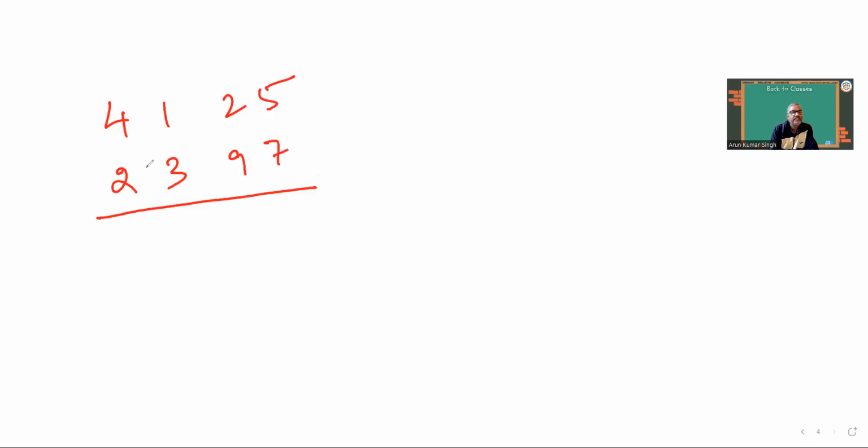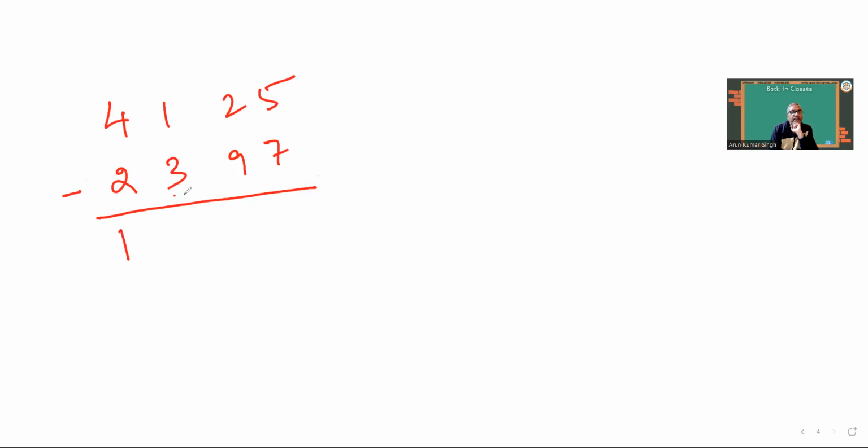Next sum. So 4 digit it is. So 4, 1, 2, 5. Here you can say 2, 3, 9, 7. So this will be how much? So now 4 minus 2 is 2. So we'll be making it 1. So now this is a mismatch.